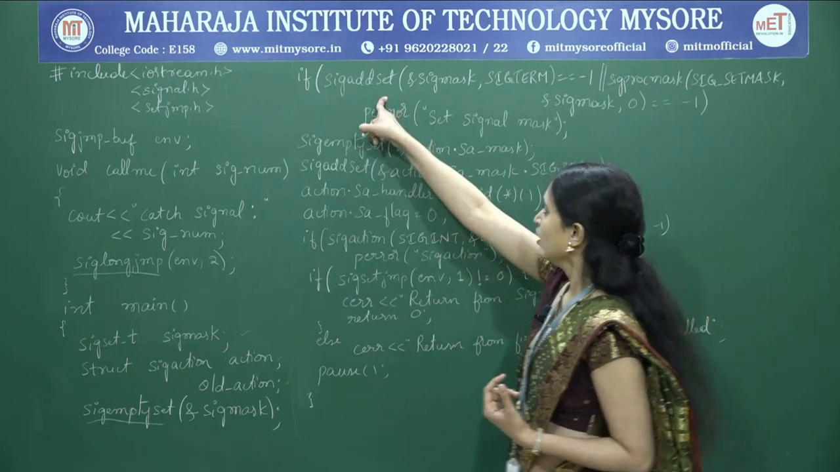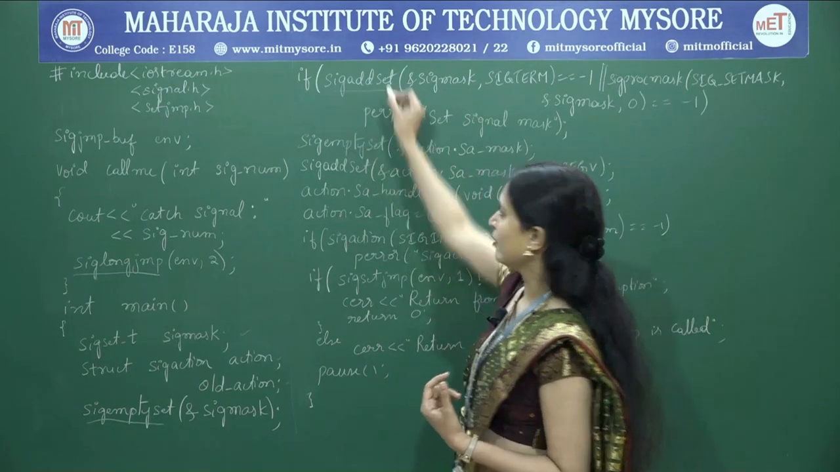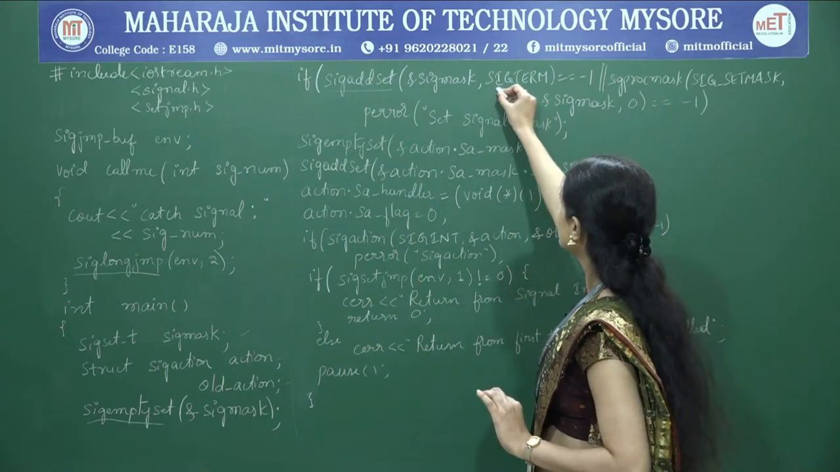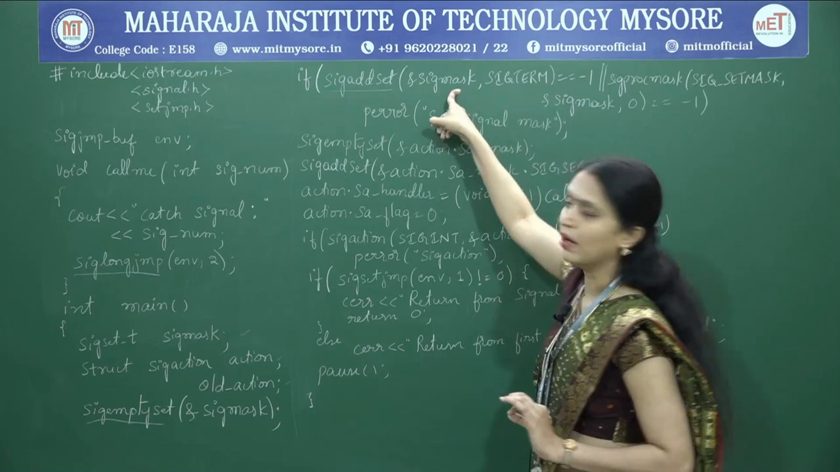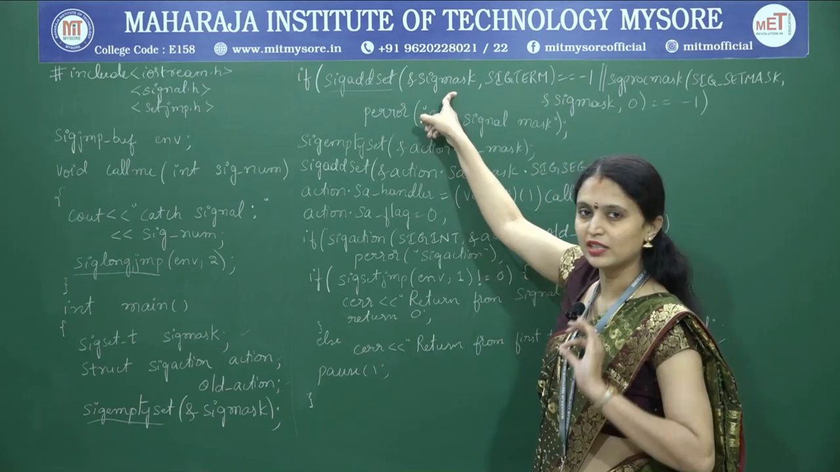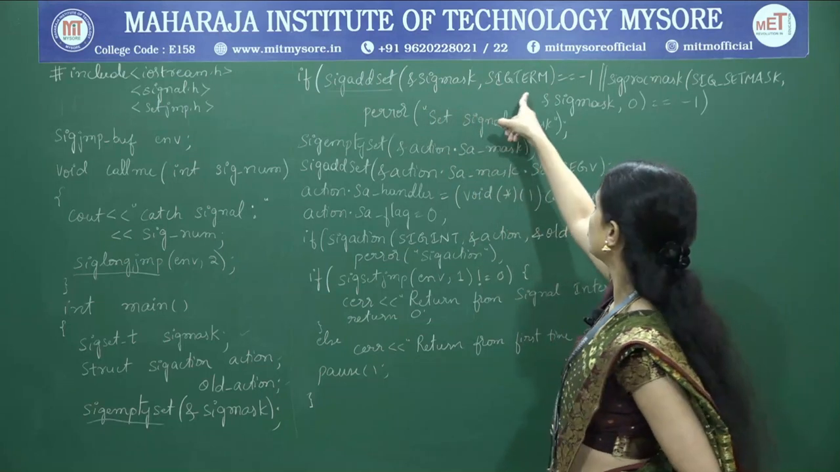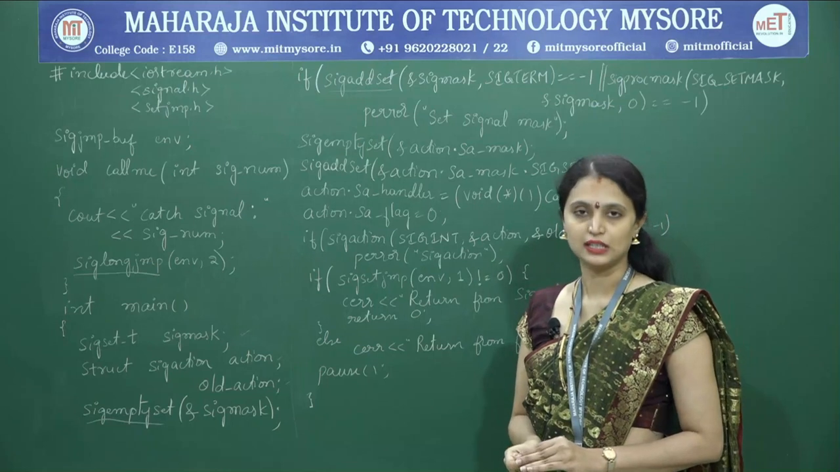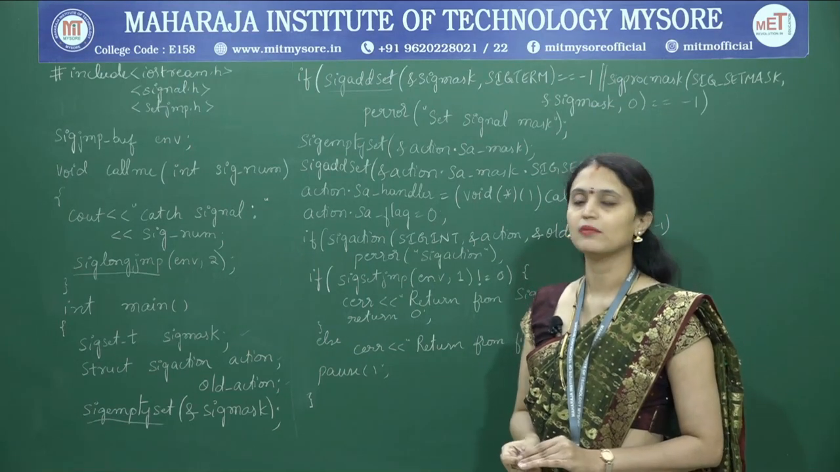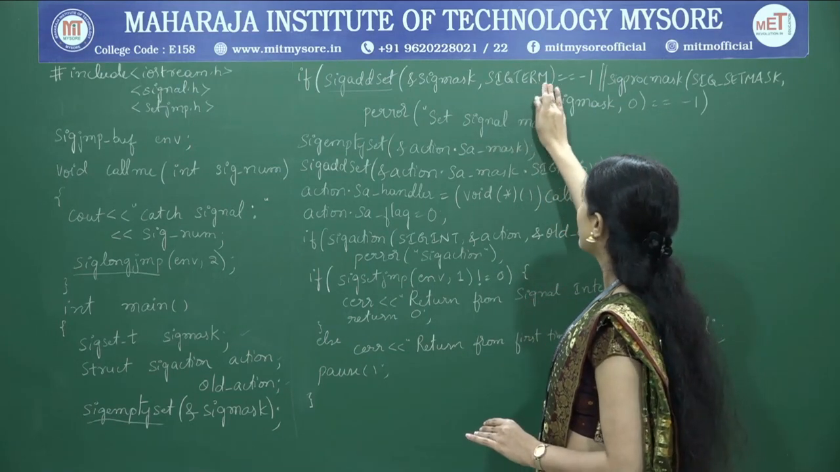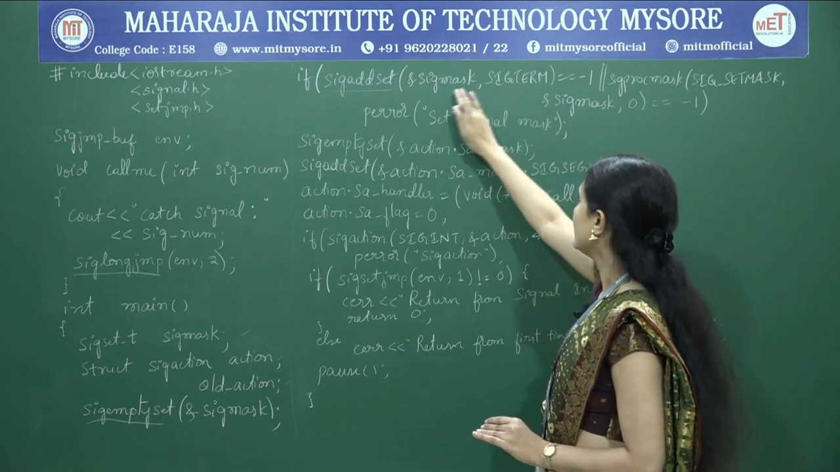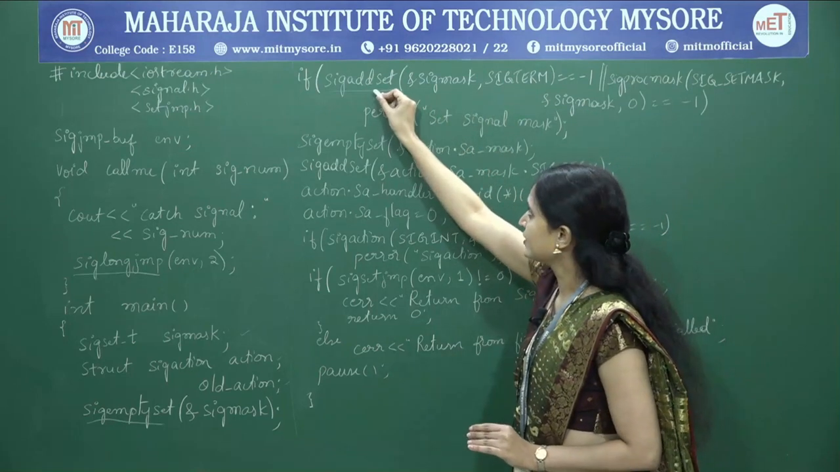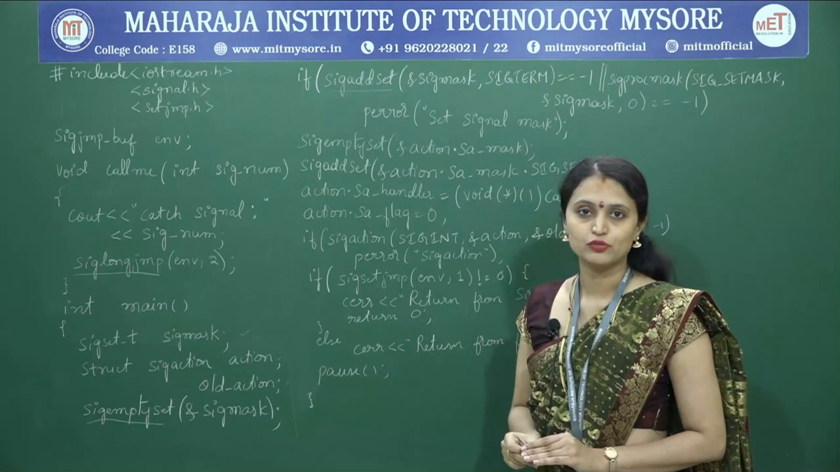And next we are calling the API sigaddset, and we are trying to add the signal SIGTERM to this signal mask. This we have already discussed in the previous session. We are trying to add SIGTERM, the process termination signal, represented by the signal number SIGTERM. So this is added to the signal mask, and we are checking if it is executed successfully, it returns 0, otherwise -1.